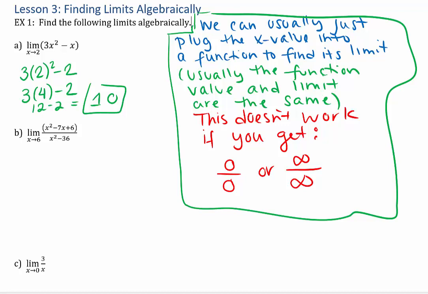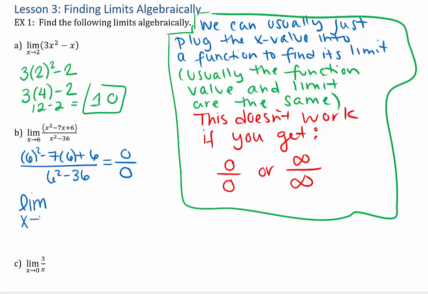Okay, example B, if I plug in x equals 6, I end up getting one of those indeterminate forms, 0 over 0. That doesn't give me any information about what this limit is. And so my strategy is going to be to use algebra to try to simplify this. I'm going to try to factor and see if I can simplify this further.